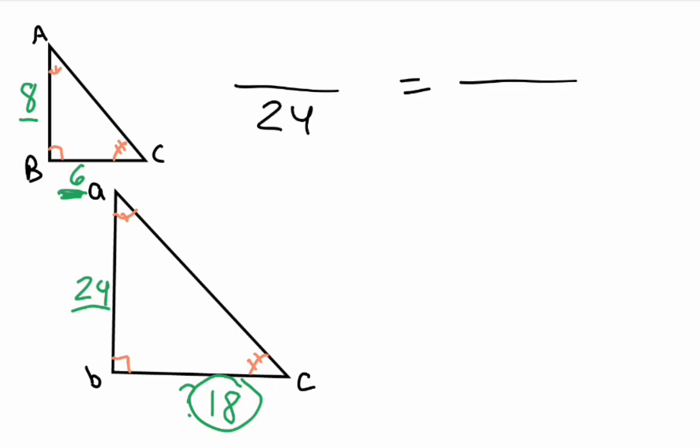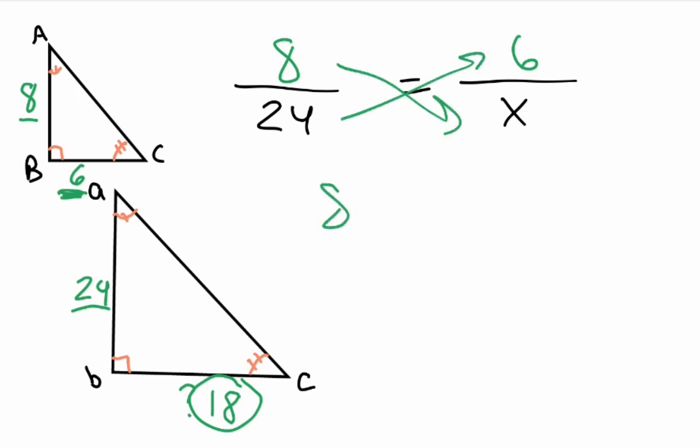So 24 and the one that we now know, but we'll pretend we don't. The size 24 goes with the 8 and the side on the bottom goes with the 6. So these two are in proportion. It should be the same, right? If the triangle's 3 times bigger, then all the sides should end up 3 times bigger. And same thing, if we multiply, we get 8x equals 144 and divide both sides by 8, x equals 18.